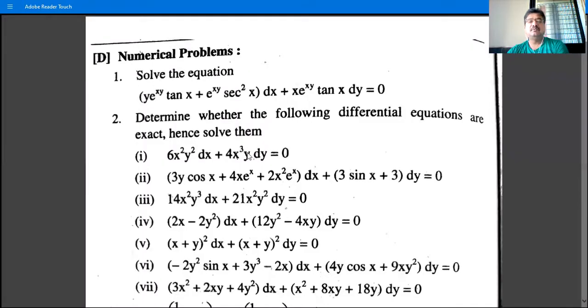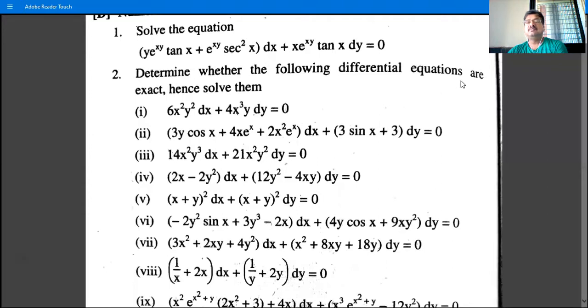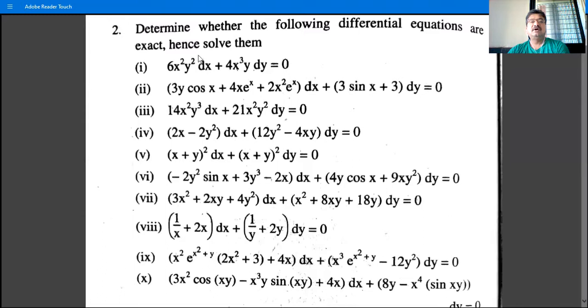Problems for homework on exact differential equations. The question is: determine which of the following differential equations are exact, and hence solve them. That is, we have to determine whether these differential equations are exact or not exact, and if exact, then find the solution.